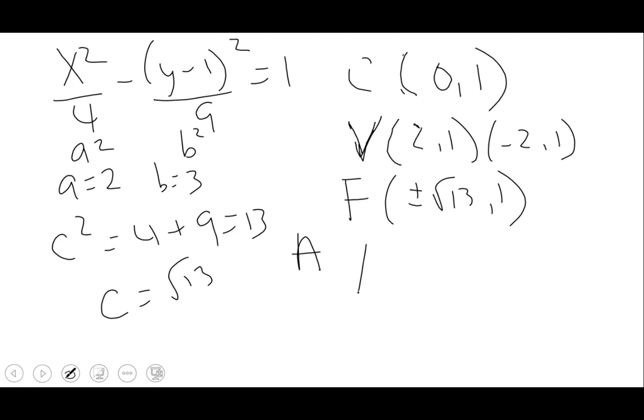For the asymptote, because of the fact that it's opening horizontally left to right, that's how I know I'm going to use the equation of k plus or minus b over a.